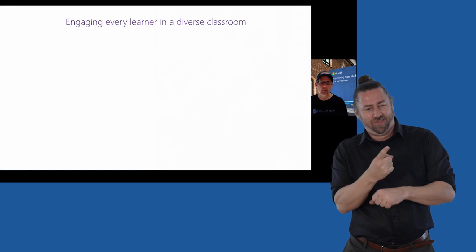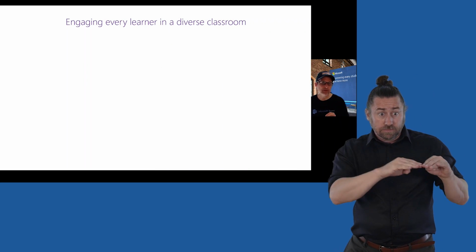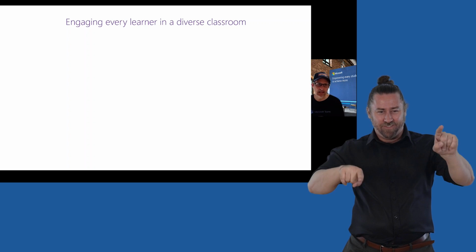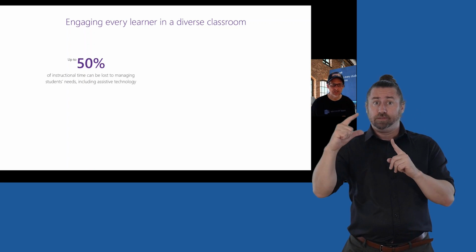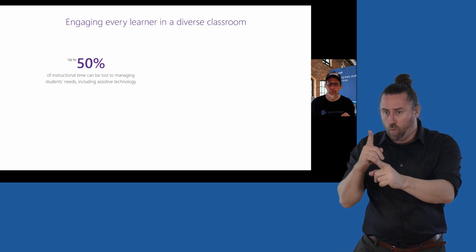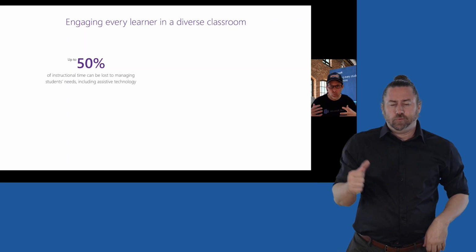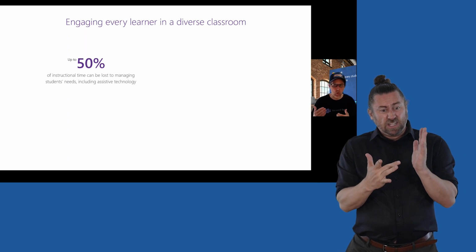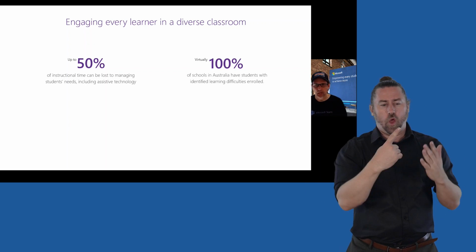So thinking about how we engage every learner in a diverse classroom, I want to take you through and show you some of these stats, and these are Australian stats. First of all, up to 50% of instructional time can be lost to managing students' needs, including assistive technology. Now, I don't mean that managing their needs is not important. What I mean is if we could get that out of the way first, we can be focusing more on the teaching and learning, and more on the learning going on in the classroom.